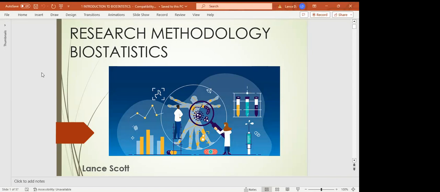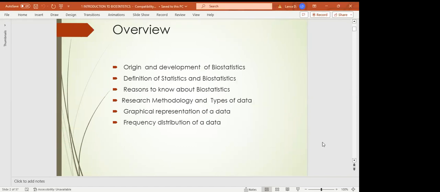Let's go right into it. Research methodology and biostatistics. Now, this is an overview of what we'll be covering. We're going to look at origin and development of biostatistics, definition. We're going to look at some reasons to know about it, why it's important. We're going to look at research methodology and types of data, graphical representation of data, frequency distribution of data as well. Now, what is biostatistics?